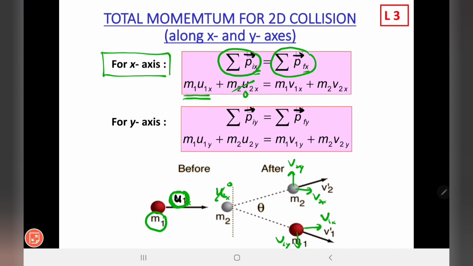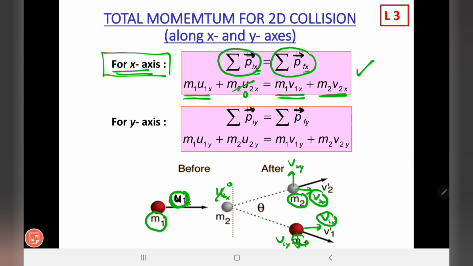After the collision, what happened? Remember, we are discussing the x-axis, so we just refer to the x component only. Alright, so for the second body, the momentum is M2 V2x. And for the first body, the mass is M1 and the velocity now is V1x. So M1 V1x represents the total momentum of the first body after the collision. So this is the total momentum before and after the collision for the x-axis.